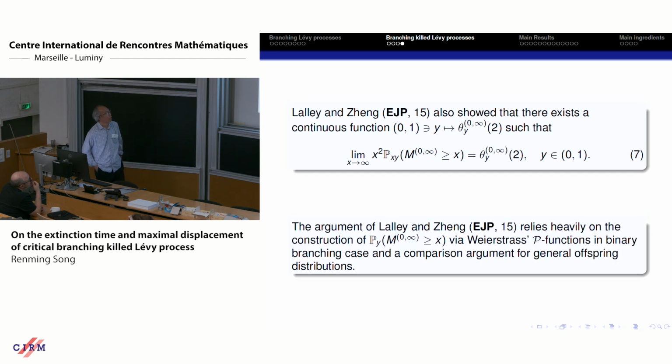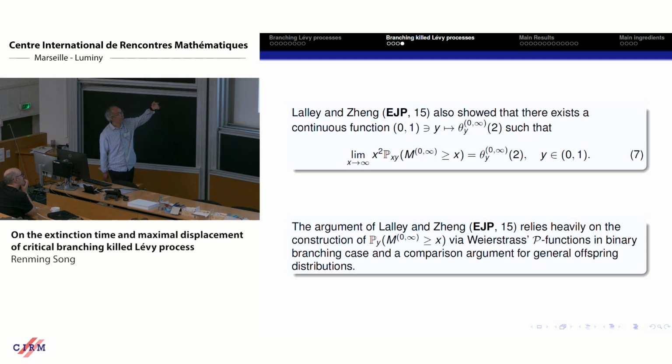So this is the case when the spatial motion is Brownian motion. In that case, the generator is basically a Laplacian operator, so you can do exact calculations. In fact, the argument of Lally and Zhang relies heavily on the construction of that function. You can write down the differential equation for it, and the solution can be given by the so-called Weierstrass P function, at least in the case of binary branching. And for general branching, they do a comparison argument, then get their result.